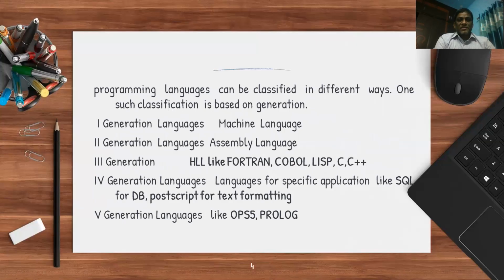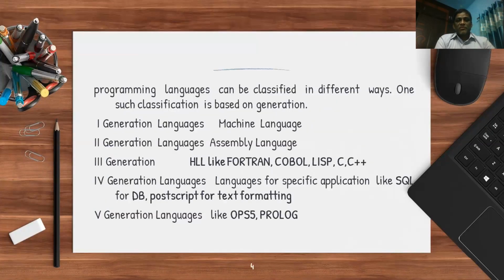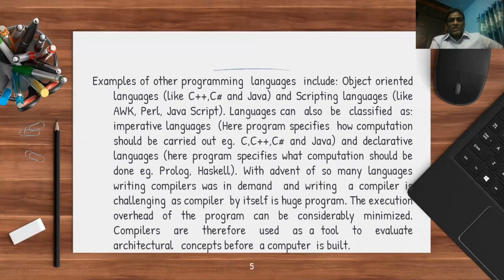We started with the evolution of programming languages, which covered five generations. First generation, machine language. Second generation, assembly language. Third generation, high-level languages. Fourth generation, languages for querying, such as PostScript, Nomad, and so on. Fifth generation languages are meant for artificial intelligence. And there is another classification: object-oriented versus scripting, and imperative versus declarative languages.